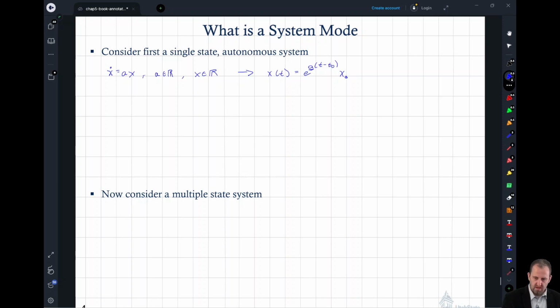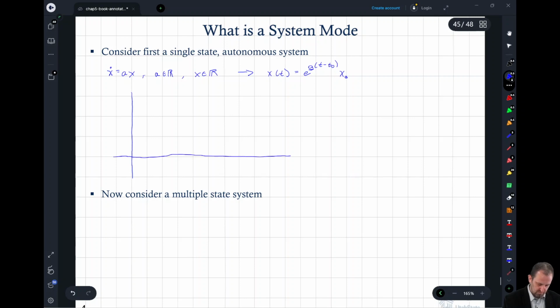Okay, so let's just graph this out. We're going to assume that t naught is equal to 0. It's an LTI system, so it really doesn't matter where t naught is. Let's assume this is x naught, so we start off up here at a value of 2. We want to see what the system does depending on what a is.